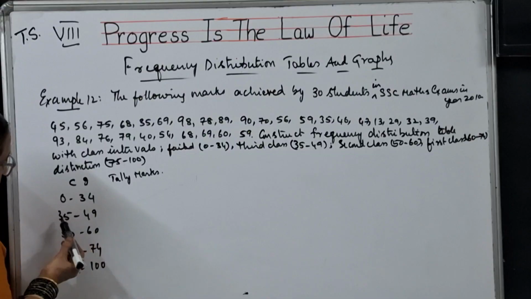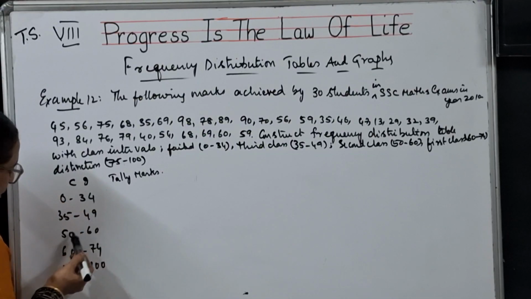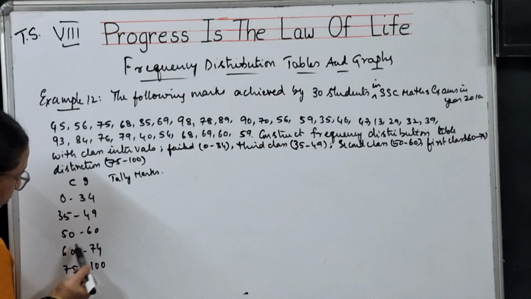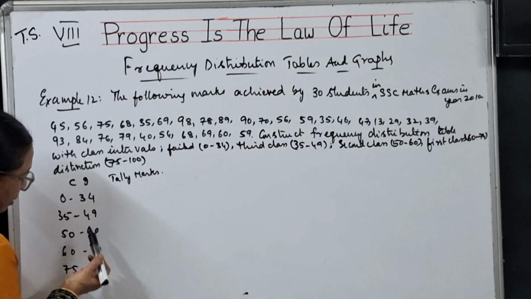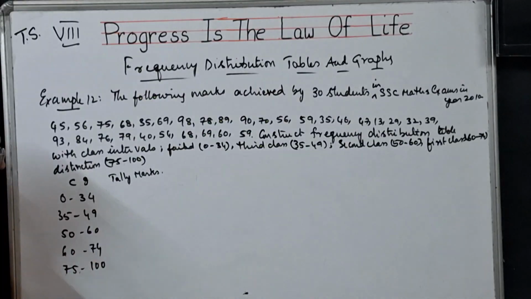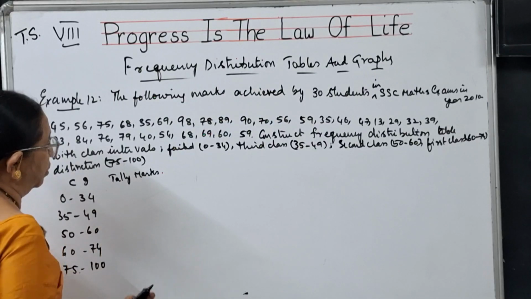See, this is 34, this is 35, inclusive. 34 should come here. 49, 50, 49 should be here. 60, 60, same. That means 60 should be given here, not here. 74, 75. So 74 should be here, 75 should be here. So this understanding you should have. Now tally marks, how you have to do.